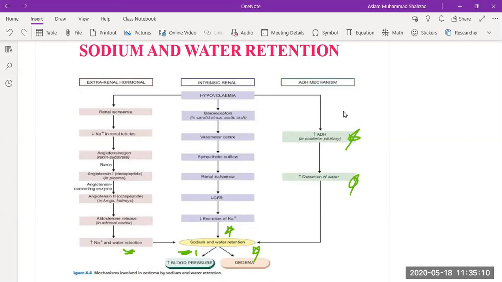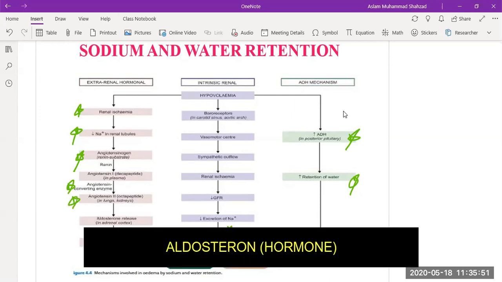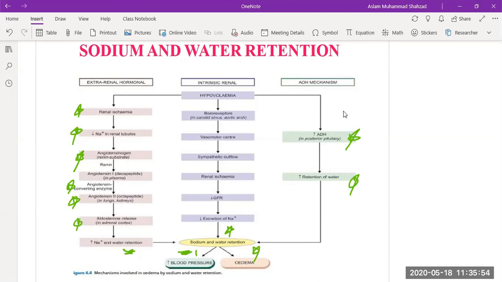The other case could be if someone has renal ischemia, and because of the renal ischemia, there will be a decrease of sodium excretion, and then it triggers angiotensinogen, which is an enzyme, and it triggers the angiotensin converting enzyme 1 and angiotensin converting enzyme 2, that results in the release of aldosterone, and that increases the sodium and water level. So this is the second mechanism.